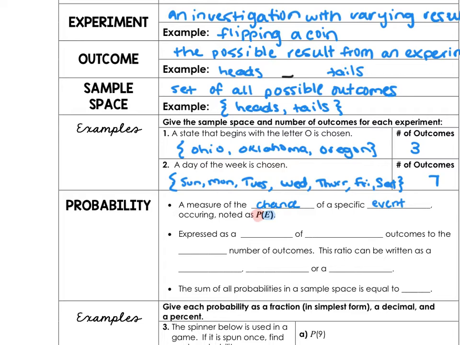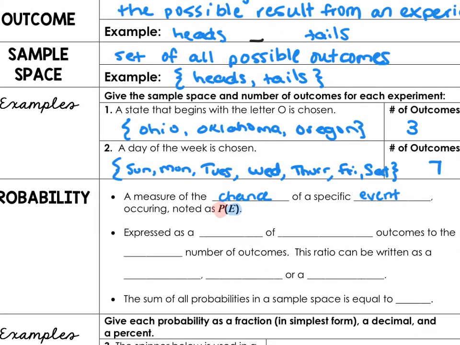Okay, so the probability is expressed as a ratio of favorable outcomes to the total number of outcomes. The ratio can be written as a fraction, decimal, or a percent.